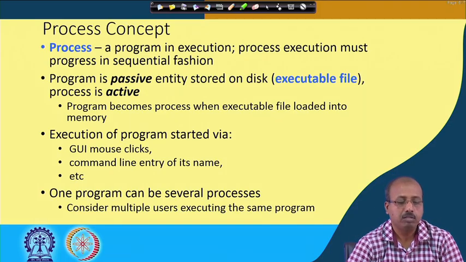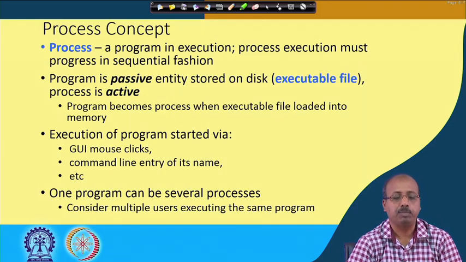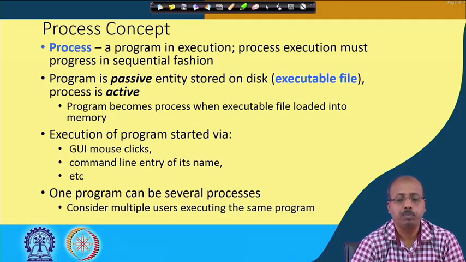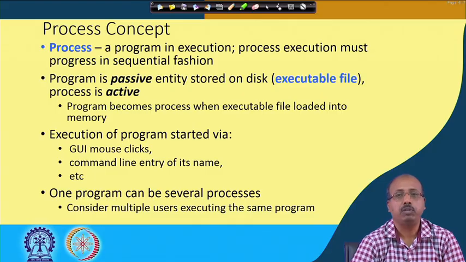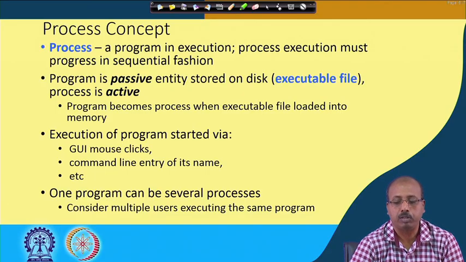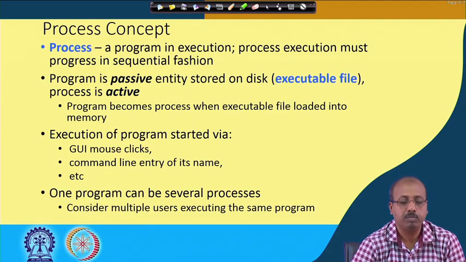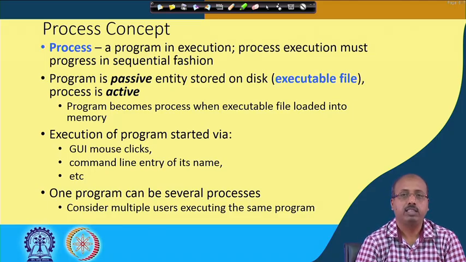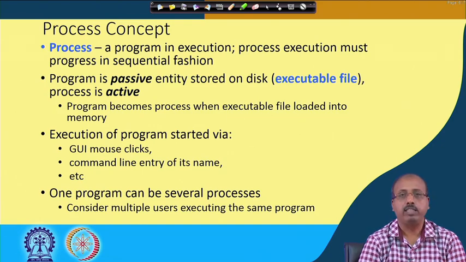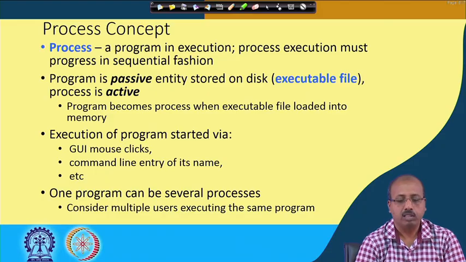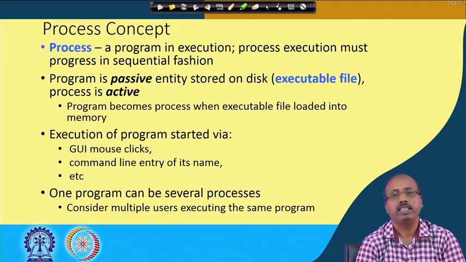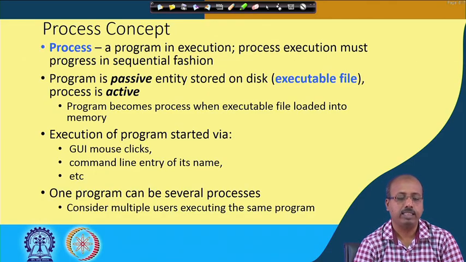To start with, we will try to define what a process is. A process is a program in execution. This is a very working definition. Any program that is under execution, we can call it a process, and process execution must progress in sequential fashion. This is the basic assumption that any software in a computer system executes in a sequential fashion. One instruction is executed, then the next instruction is executed, and like that it goes on.